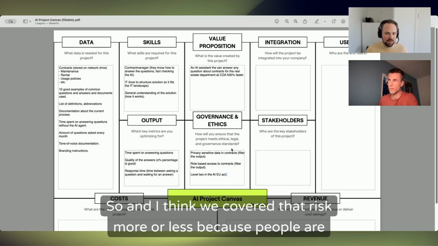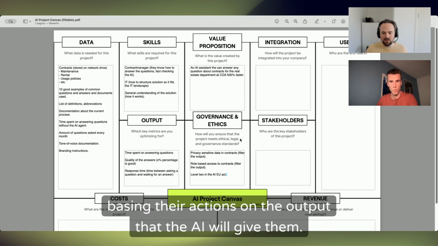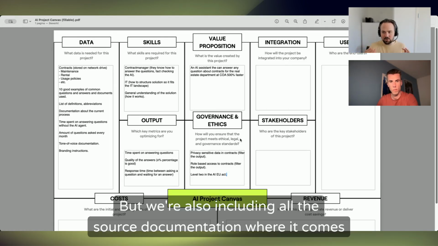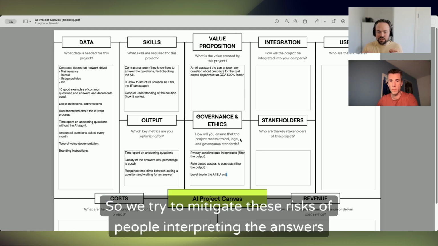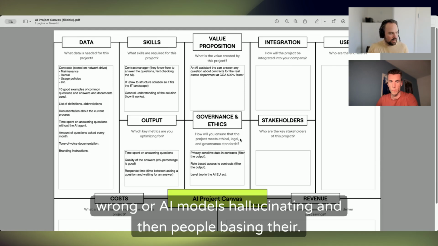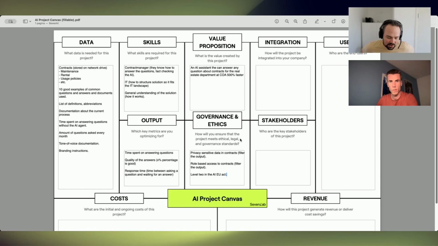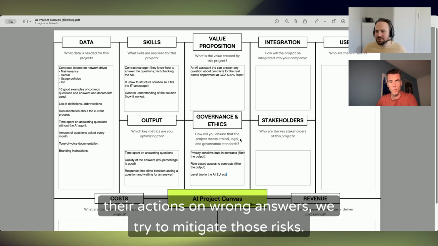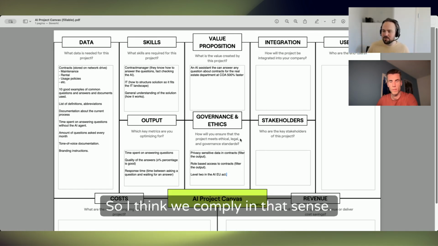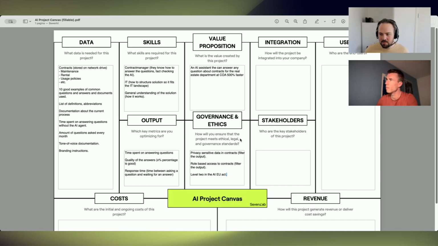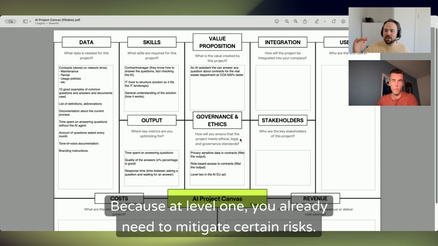Yeah. So I think we covered that risk more or less, because people are basing their actions on the output that the AI will give them. But we're also including all the source documentation where it comes from. So we try to mitigate these risks of people interpreting the answers wrong or AI models hallucinating, and then people basing their actions on wrong answers. So I think we comply in that sense. Because at level 1, you already need to mitigate certain risks.